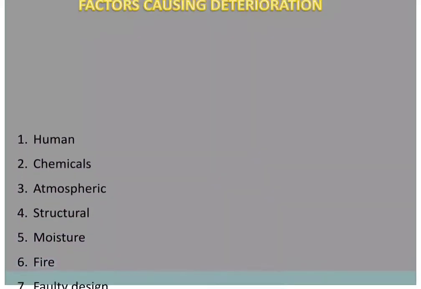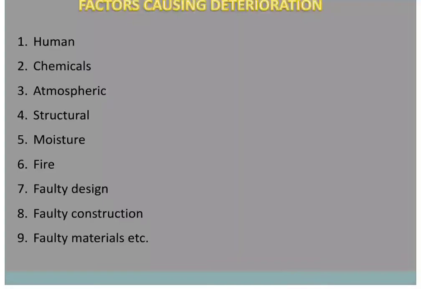Factors causing deterioration. So first one is the human factor. Second one we are considering is the effect of chemicals. Third are the atmospheric or the environmental factors. Fourth is the structural factor. Fifth is the moisture. Sixth is fire. Seventh is the faulty design. Eighth is faulty construction. And the ninth one is the faulty materials. There are n number of causes beyond these also which can be analyzed, but I am discussing these main 9 causes or factors which cause deterioration. So let us start with the discussion of the first factor.